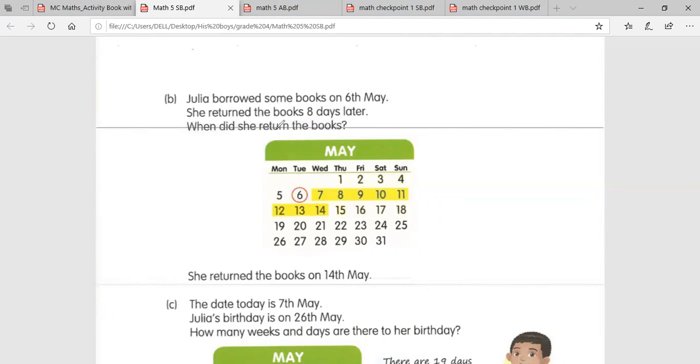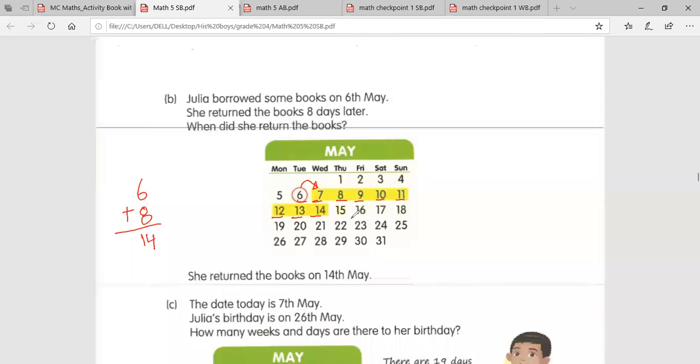He starts from 6th May. You have 6. She returned the books 8 days later, meaning from 6 we count 8: 1, 2, 3, 4, 5, 6, 7, 8, or increase by 8. So 6 plus 8, we can add them, we get 14. You can get 6 and add 8 to get 14. She returned the book on 14th May. Thank you, Bilal.